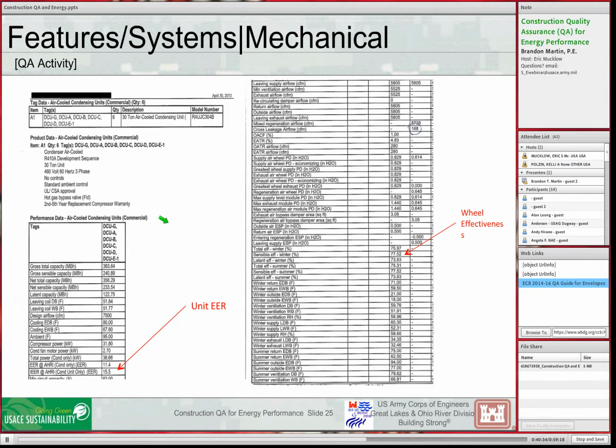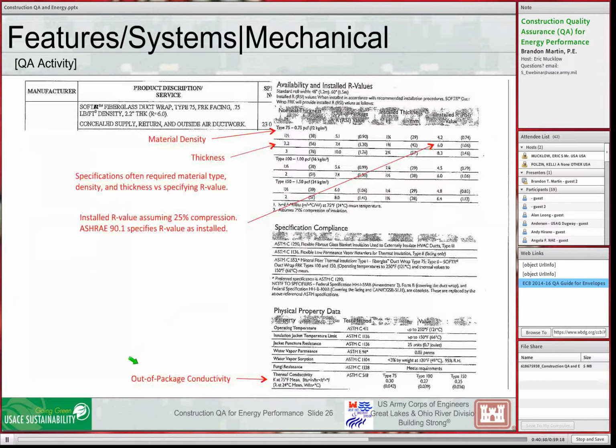This is a condensing unit that sits outside. We're looking at the efficiency of this unit. So we're also going to look at some of this other performance data, but here's one easy point to check. Does the EER match what was scheduled? This is tank duct insulation. Sometimes it's specified by material and thickness and material density, and sometimes we just specify what the R value has to be. But this is a submittal, and you can see the data is pretty easy to find.